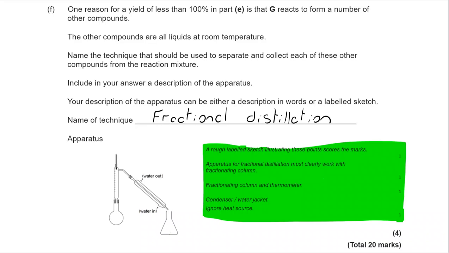The apparatus for the fractional distillation must clearly work with the fractionating column. That's things like having an opening going through, not having a line going across as if it's sealing it up. Cross-sectional all the way. You must include the fractionating column, the thermometer, the condenser and the water jacket. If you do all of that, you get to a suitable diagram. That takes us to the end of this question. Thank you for listening.